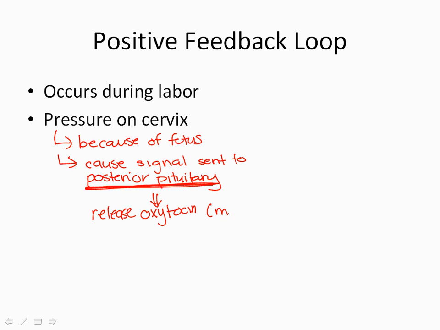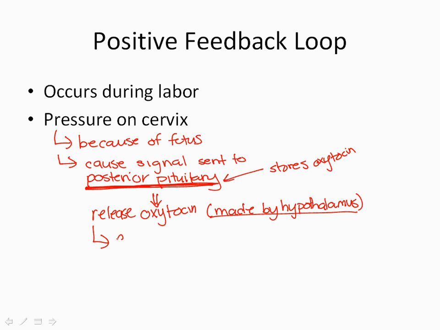Now, oxytocin is actually made by the hypothalamus. It's only stored in the posterior pituitary. Okay? So it's kind of like our gallbladder. Gallbladder only stores our bile, which is actually produced by the liver. Posterior pituitary is just going to store the oxytocin and release it, but the oxytocin is actually made by the hypothalamus.